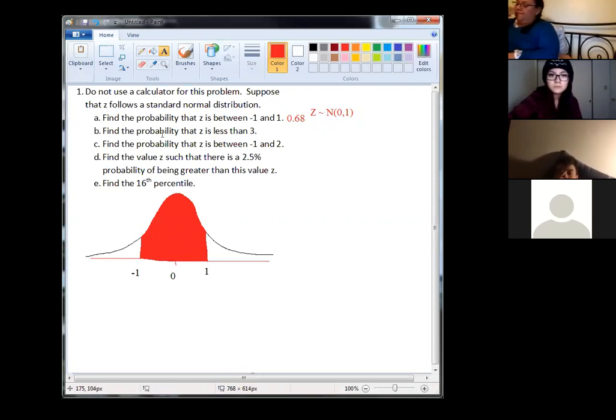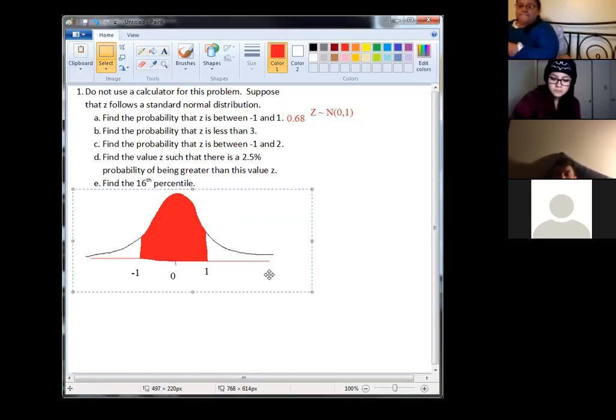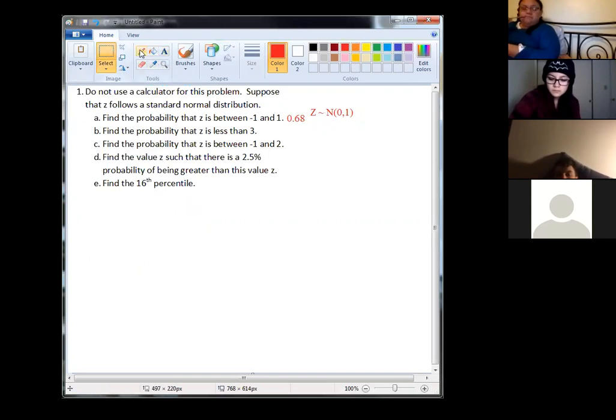Okay, for part B, find the probability Z is less than 3. So I'm going to start over. And I'm going to draw my picture again.